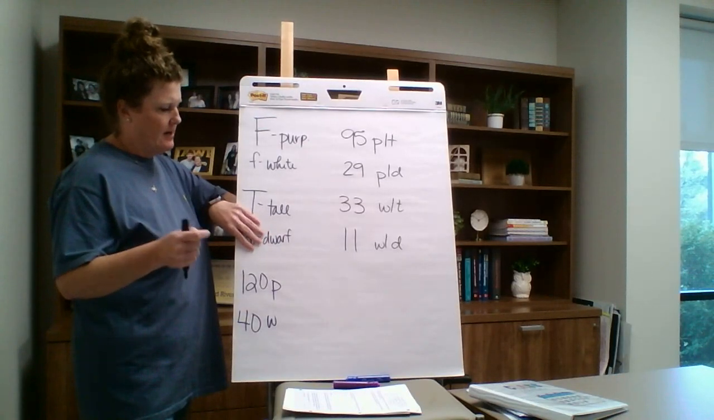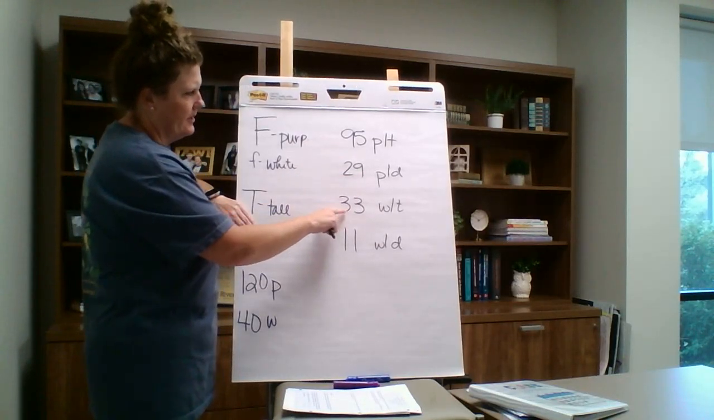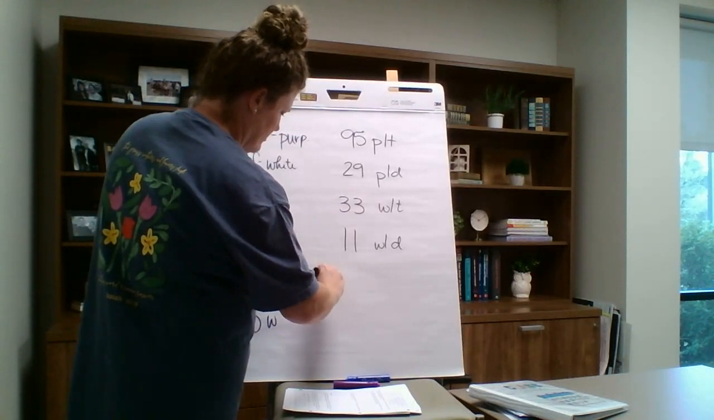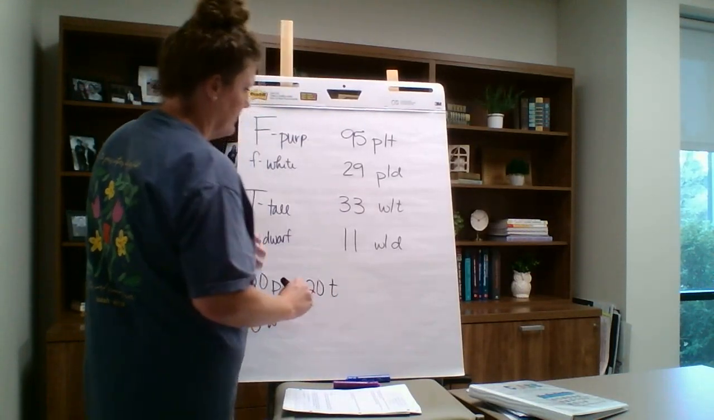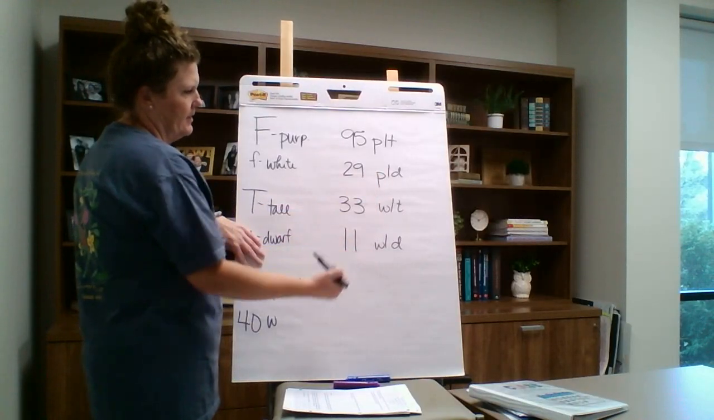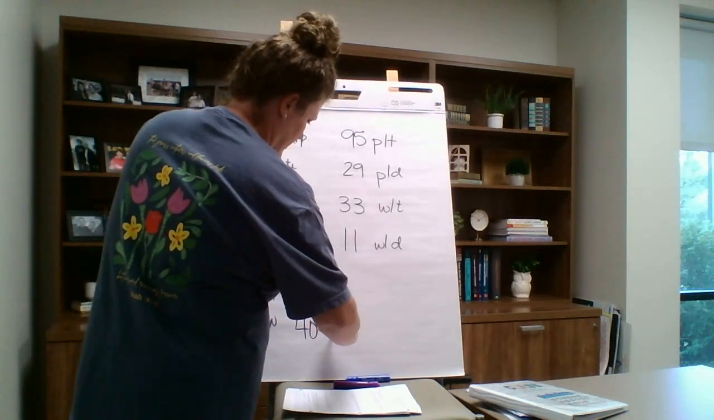Now I'm going to do my tall versus dwarf. I had 95 and 33. Once again, that's about 120, 125. And I'm going to look at my dwarf. I had 29 and 11. Okay, once again, about 40.